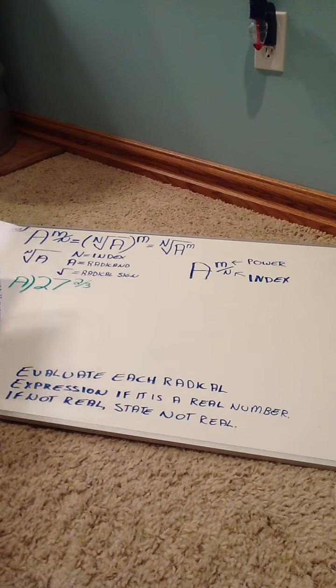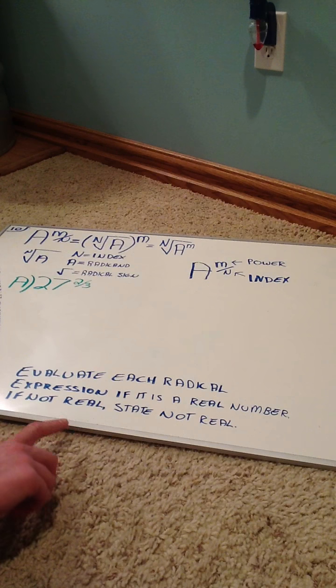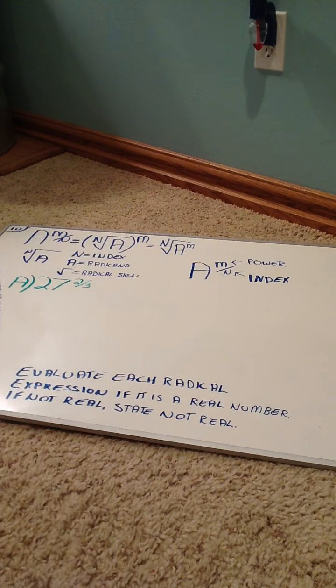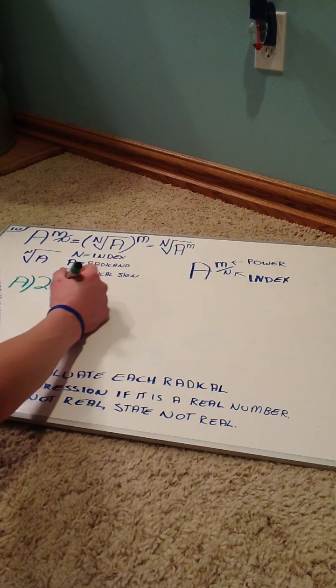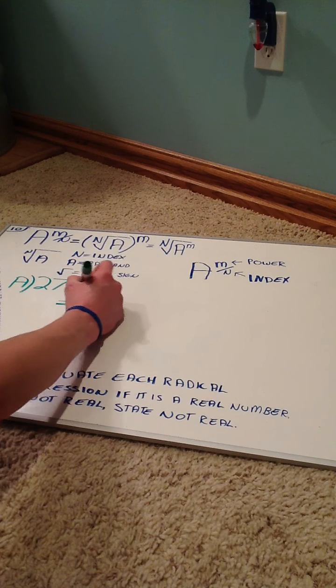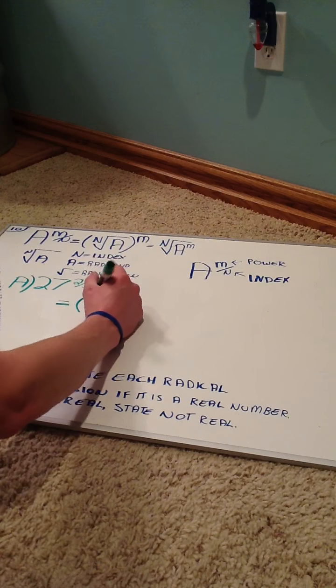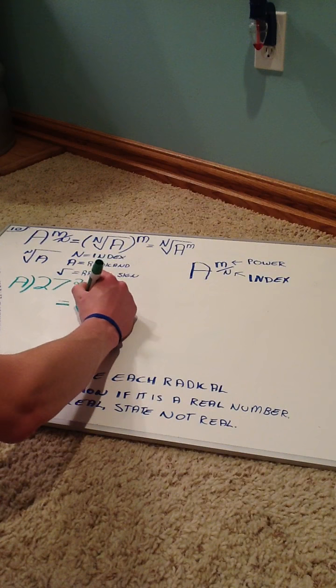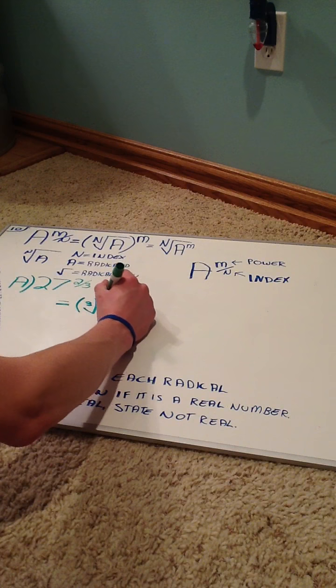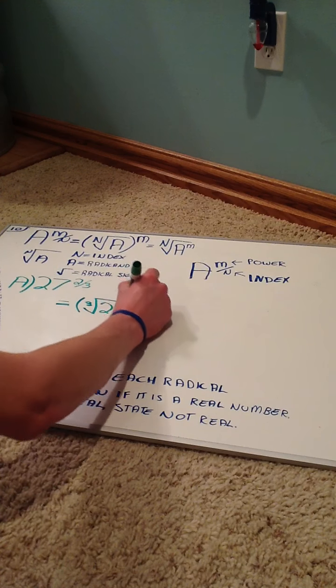So our first problem we have is 27 to the 2 over 3. Our instructions for these problems are to evaluate each radical expression if it is a real number. If the radical expression is not real, state that it is not real. So, the first thing we're going to do is change the format of our problem. And we are going to change that to the third root of 27 squared.